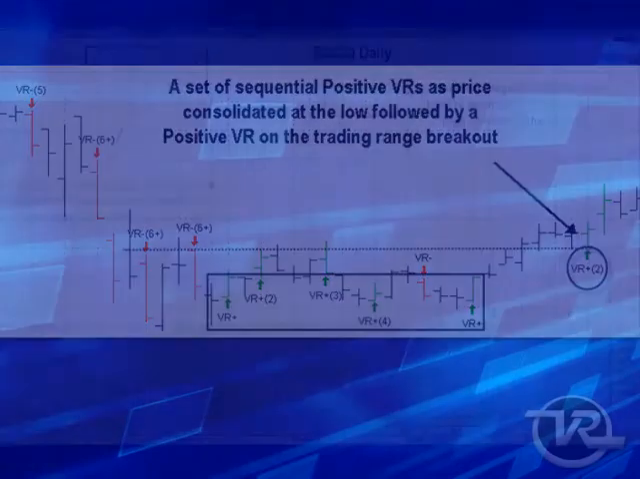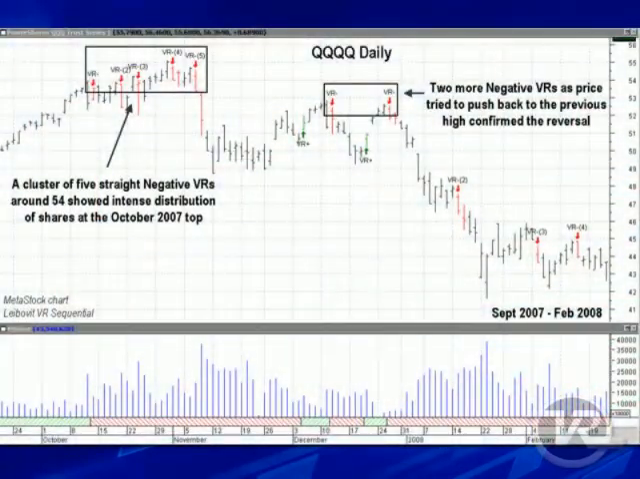Looking at the screen, I put up the QQQQ daily chart from September 2007 to February 2008. If a VR sequence occurs in close proximity to another, this can indicate a buildup of directional pressure. When tied to other indicators, VRs can identify and confirm a trend and act as a leading indicator alerting to a trend change. On the left side of the screen, we see a cluster of 5 straight negative VRs around 54, showing intense distribution of shares at the October 2007 top.